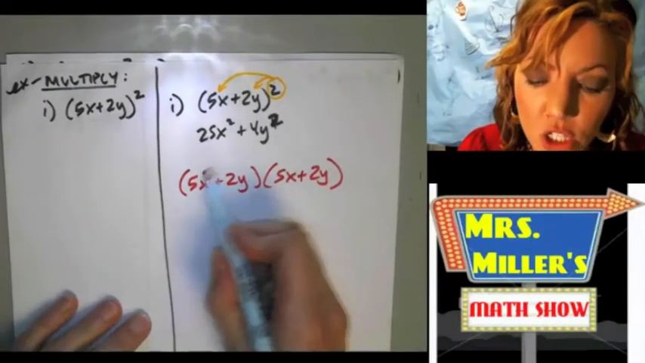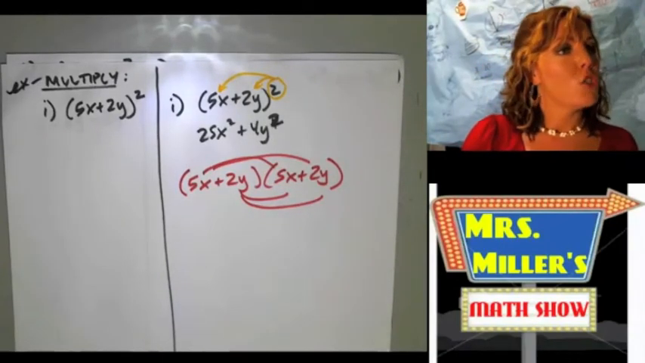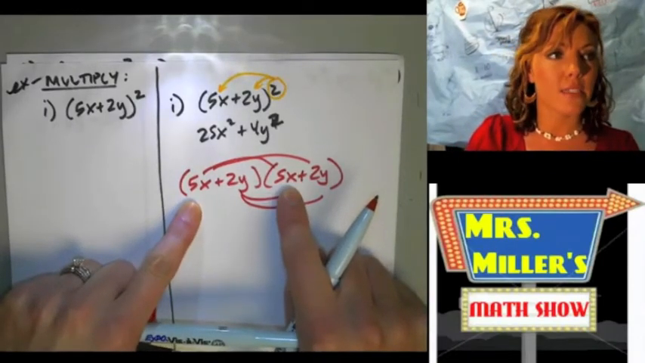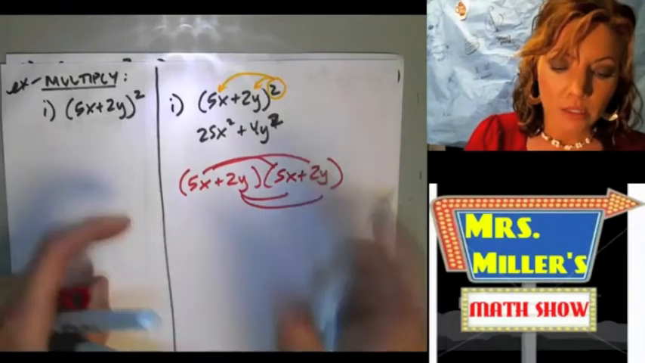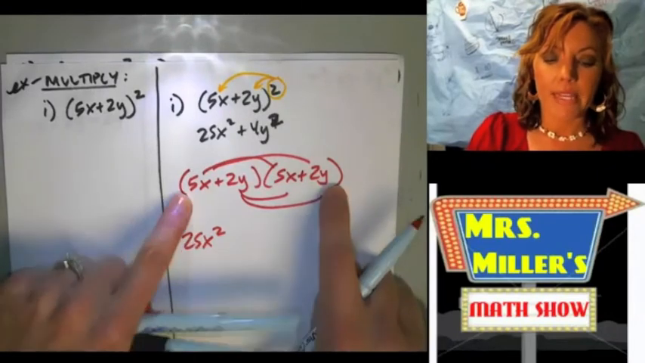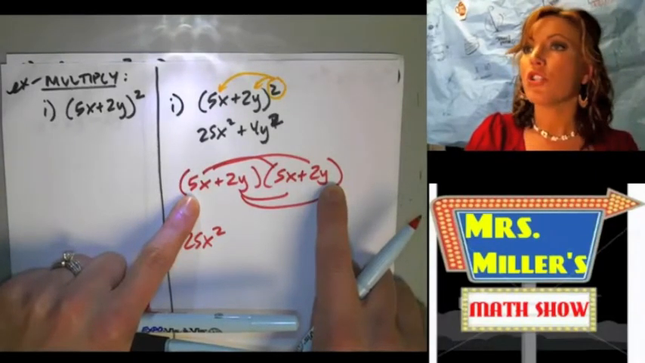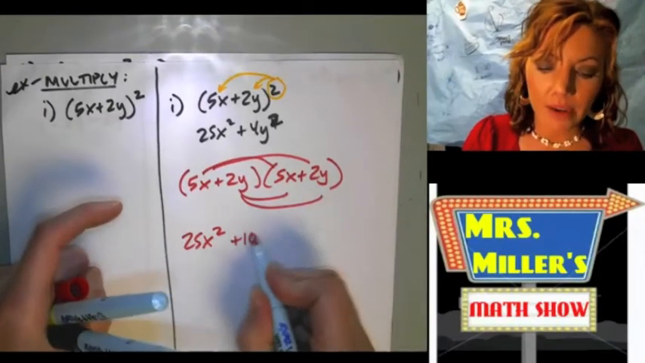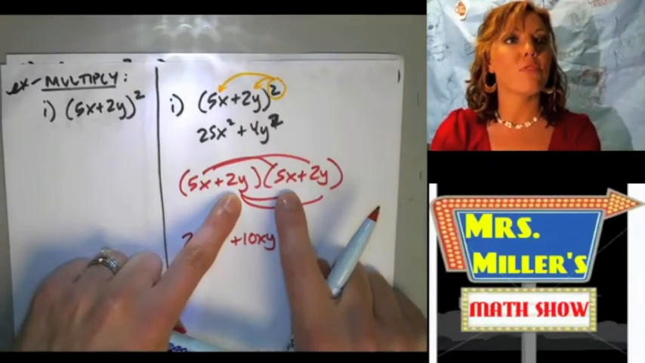Okay, so let's do FOIL because FOIL works really, really easily with 2x2s. All right, so can somebody tell me what 5x times 5x is? Aiden. 25x squared. Give it up for Aiden. Okay. Next, outside. 5x times 2y. Deanna. All right, give it up for Deanna. All right. Inside. 2y times 5x.